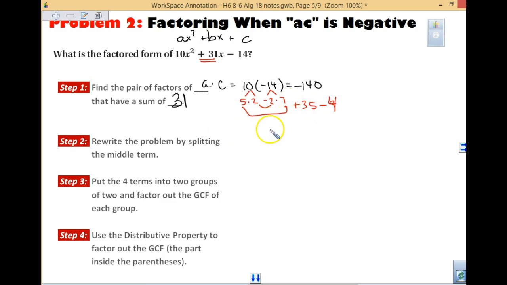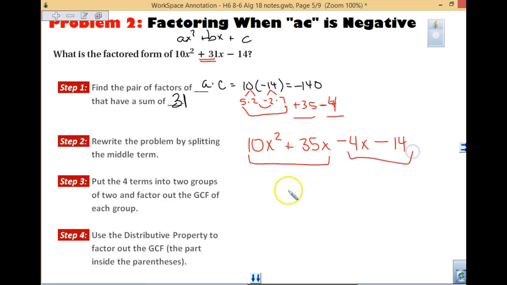So when we look at the problem, now we want to rewrite it splitting the middle term. How do we want to split the middle term? 35 and negative 4. So we're going to write it as 10x squared plus 35x minus 4x minus 14. We now are going to factor out in each one our greatest common factor. In the first one, as I look at it, Taylor, what's my greatest common factor?